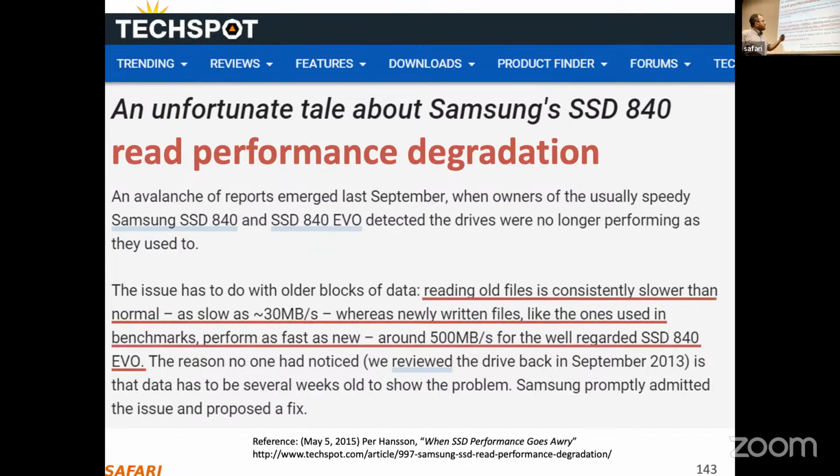So, basically reading old files is consistently slower because of the higher retention errors, right? And they observed very slow throughput for them, like 30 megabytes per second. And for those files that were new, they actually observed 500 megabytes per second. So around 1 order of magnitude, or actually a bit more, reduction in throughput because of retention error.